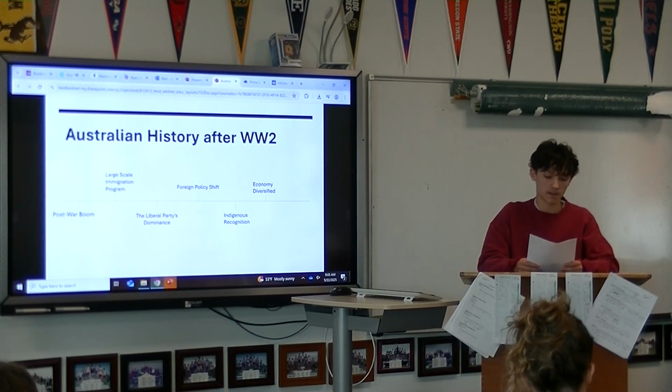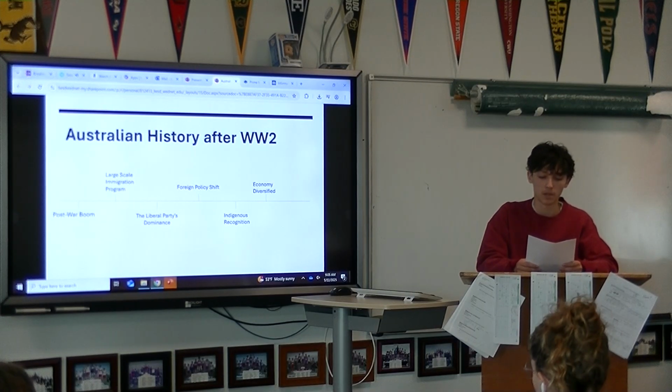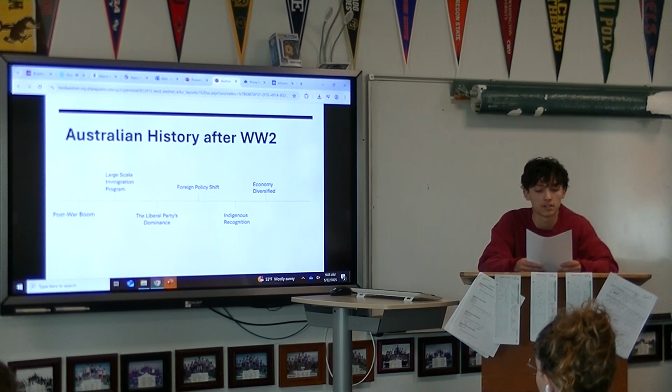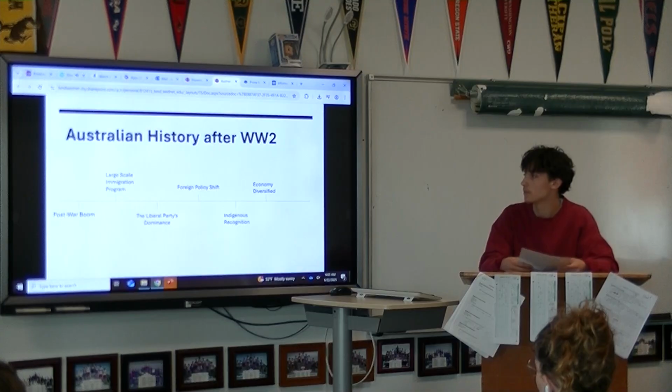The 1967 referendum was a pivotal moment, enabling the federal government to legislate for Indigenous Australians and include them in the census.